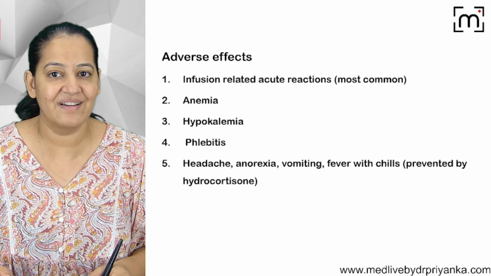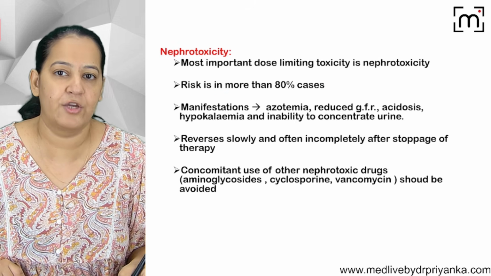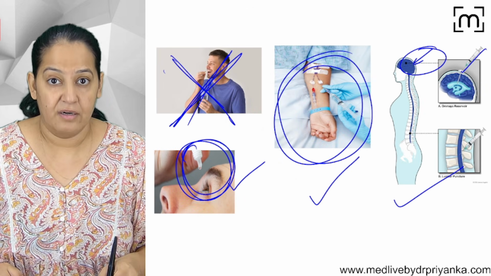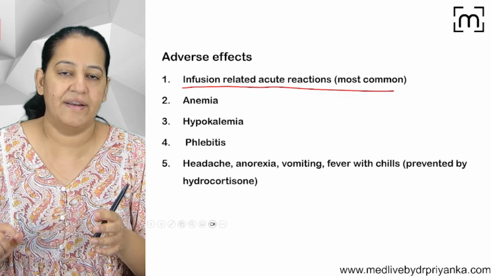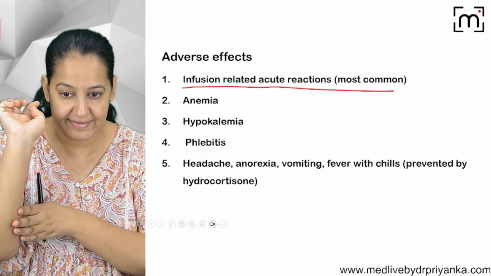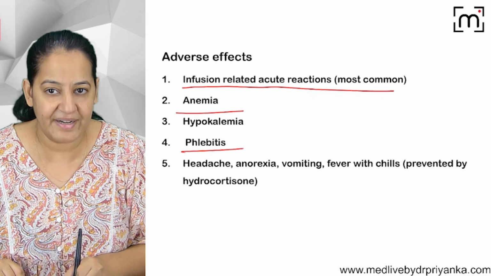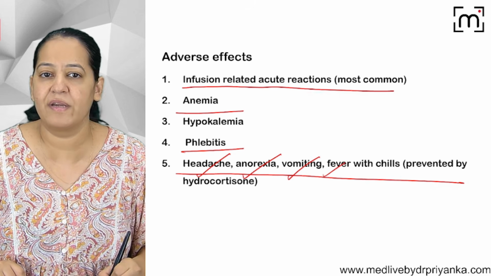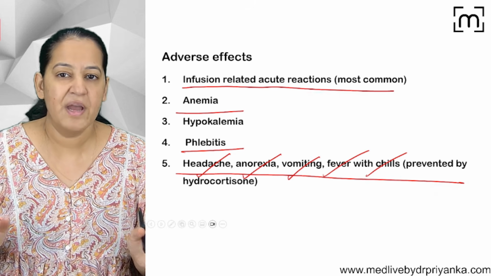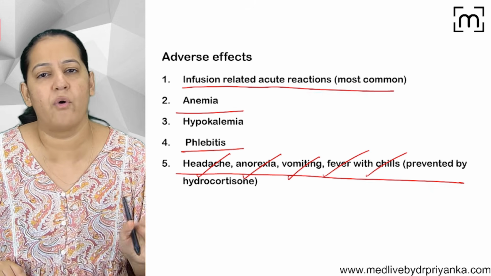Coming to the adverse effects. What are the adverse effects here? The most common adverse effect is infusion-related acute reactions. We are infusing it, na? The most common route is IV. So at the site of the infusion, there may be phlebitis, inflammation of the veins, anemia, non-specific headache, anorexia, vomiting, fever, chills. But don't learn that. Learn the specific adverse effect of all drugs.